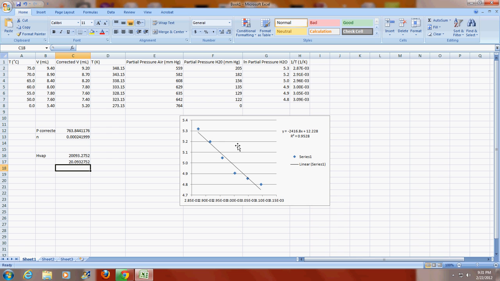But that is the main methodology in graphing the data from the experiment.